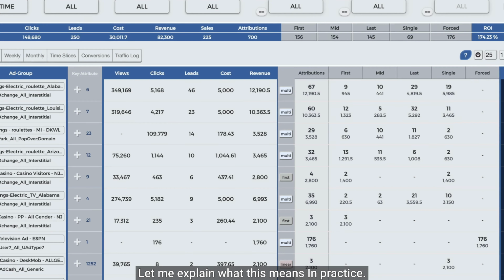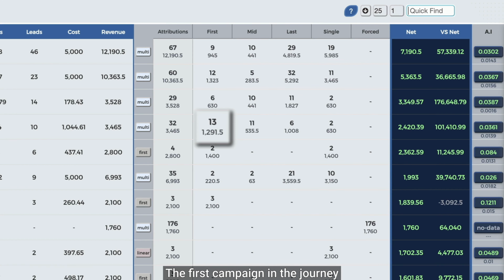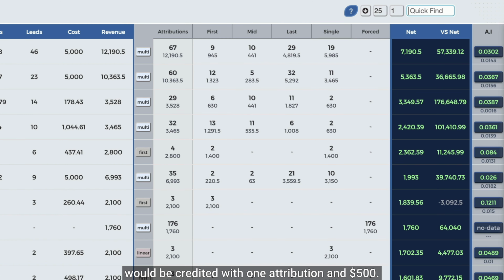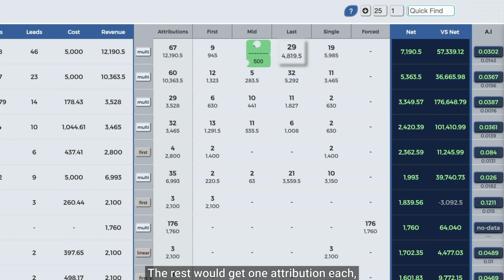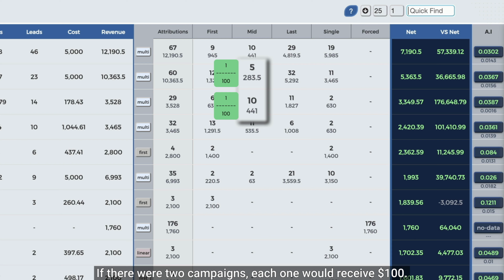Let me explain what this means in practice. Let's say a new customer purchased our product for $1,000. The first campaign in the journey would be credited with one attribution and $300. The last campaign in the journey would be credited with one attribution and $500. The rest would get one attribution each, while the income credit will depend on how many campaigns participated. If there were two campaigns, each one would receive $100. If there were four, each one would receive $50.